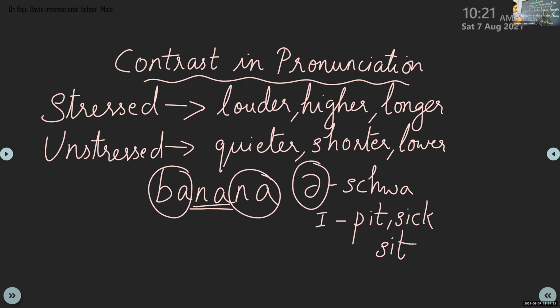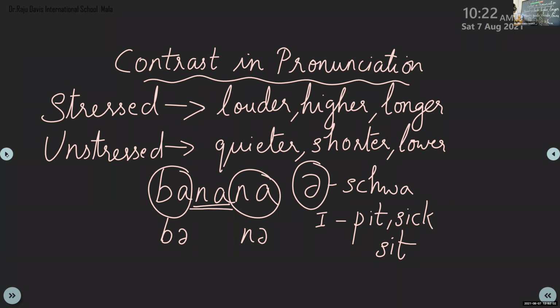The rule of contrast in pronunciation is that the vowel sounds in unstressed syllables should be reduced to the shortest schwa or short e sound. For example, banana. We won't say banana with a full final syllable; it's not na, it's just n. That is how it is reduced to the shortest schwa sound.